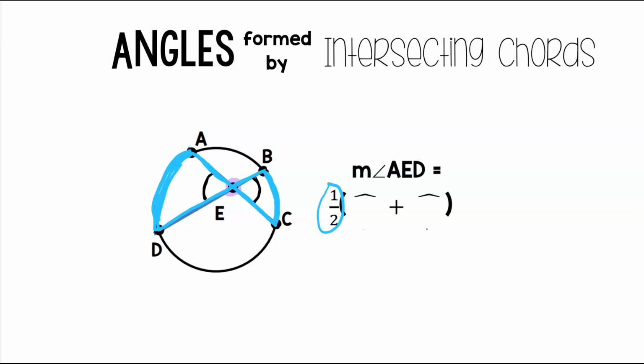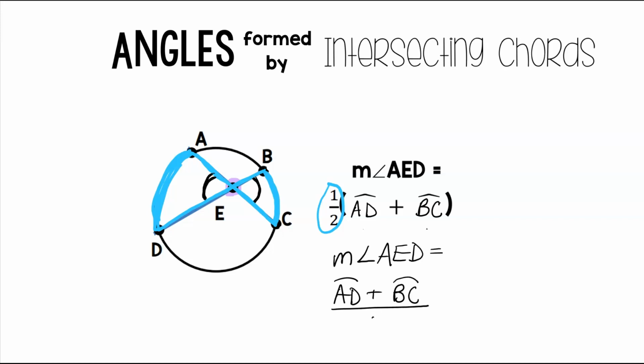So the measurement of angle AED, which is this angle right here, is equal to half of arc AD and BC. Now another way we could write this, because I know some of us don't like fractions, is we could say that it's equal to arc AD plus arc BC divided by 2. Dividing by 2 is the same as multiplying by a half.